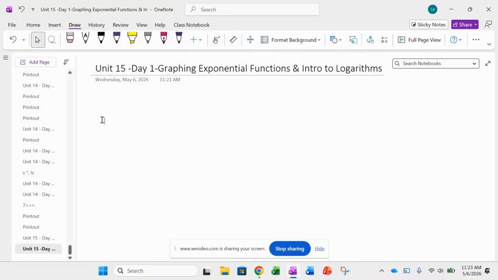Okay, so we're going to start off today by graphing exponential functions, and what makes a function exponential is when there is a variable as the exponent. So let's write that out.